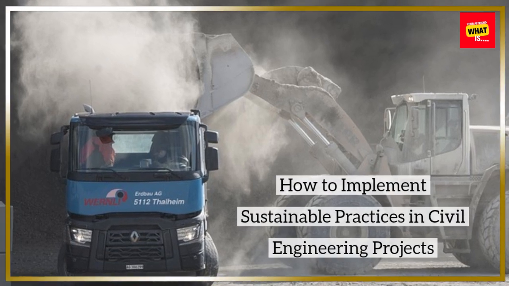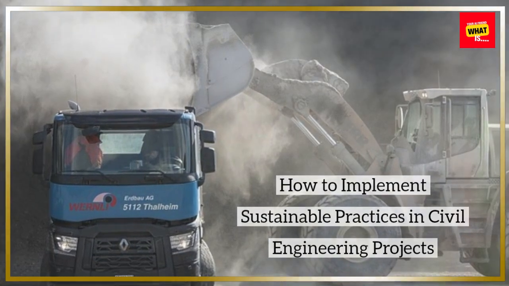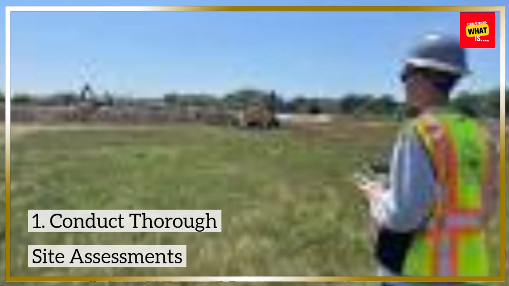How to implement sustainable practices in civil engineering projects. 1. Conduct thorough site assessments. Begin by conducting comprehensive site assessments to understand the environmental impact of the project. Evaluate the site's natural resources, topography, soil conditions, and existing ecosystems. Use this information to minimize disruption and plan sustainable construction practices that align with the site's characteristics.